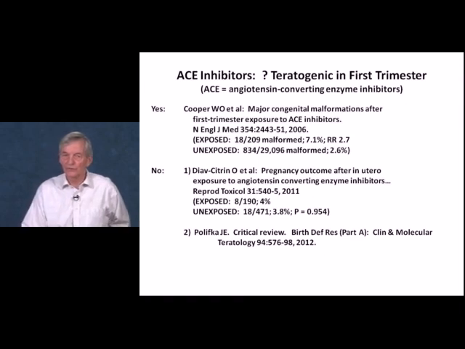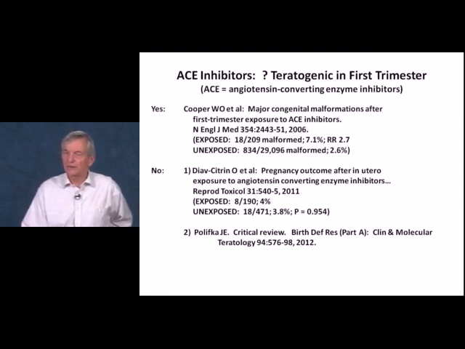You can see here there were 18 malformed out of 209 exposures in the first trimester. 7% frequency, relative risk of 2.7, in other words, 2.7 times higher than the general population risk. And they had an unexposed group, which was huge, 29,000, and you can see the rate of malformations is much less. That didn't make sense.